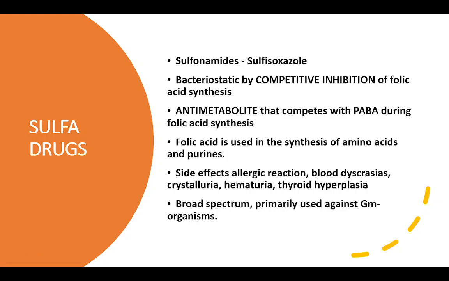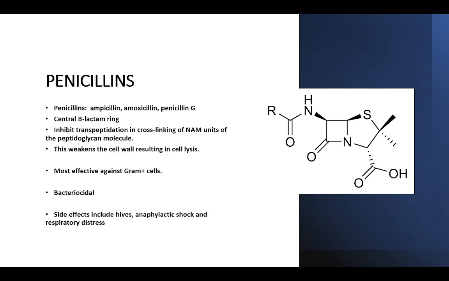Broad spectrum is what it's generally considered, so it handles a wide variety of bacteria because all bacteria basically use the same synthesis pathway to make folic acid. It's primarily used against gram-negatives. It's just really good at going through the gram-negative cell walls. Very simple to do that, so that's what it basically is. So that's sulfa drugs. Next one is penicillins.